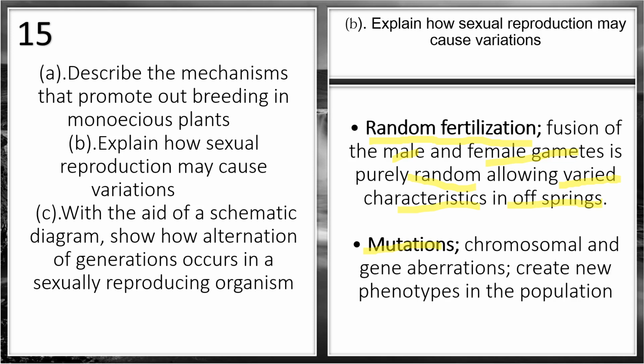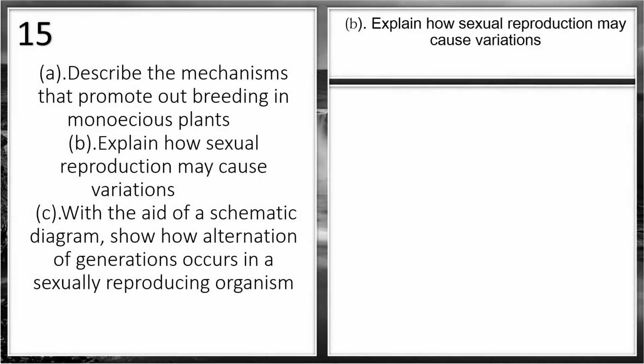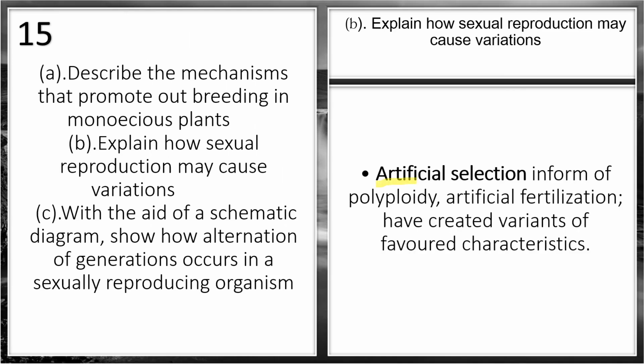Then there is mutation, where we have chromosome and gene aberrations. This creates new phenotypes in the population. We have artificial selection in form of polyploidy. Artificial fertilization has created variants of favored characteristics.